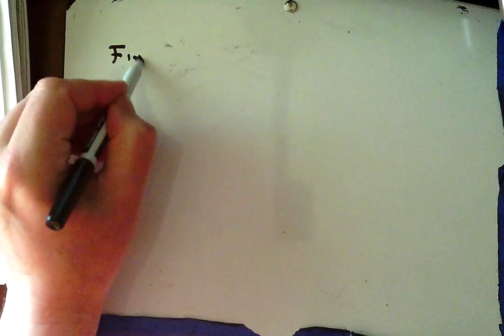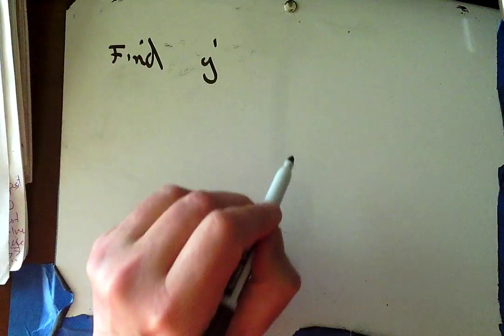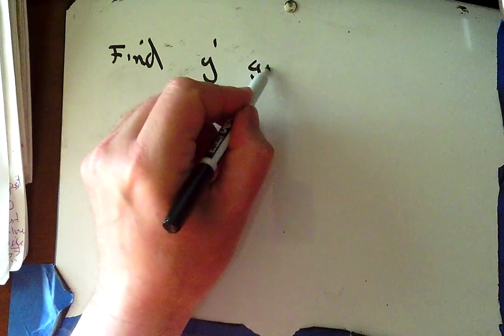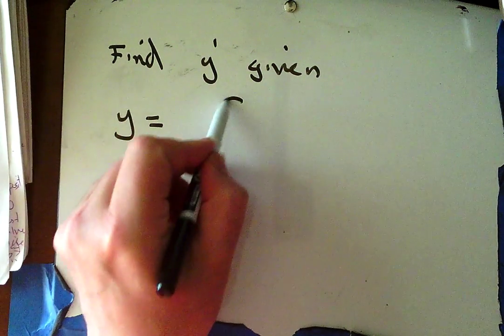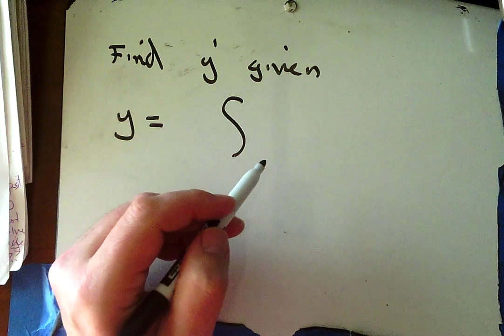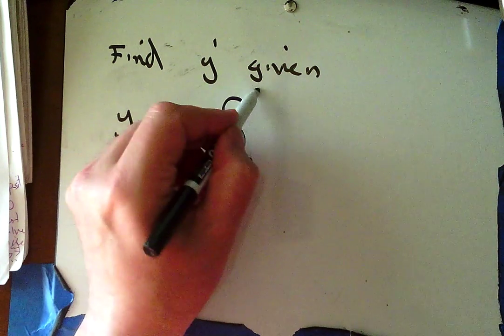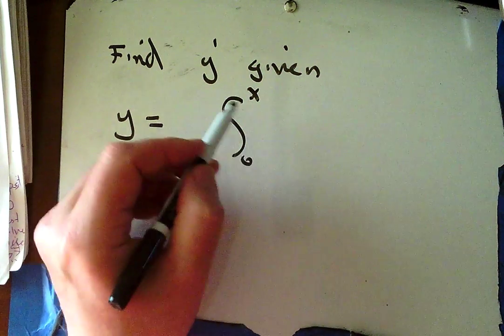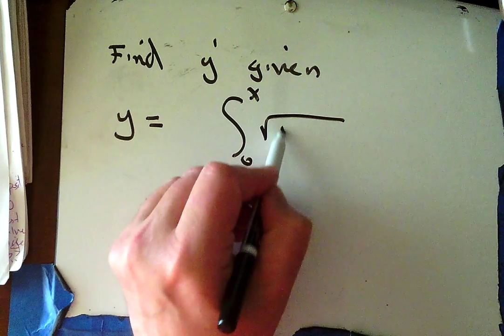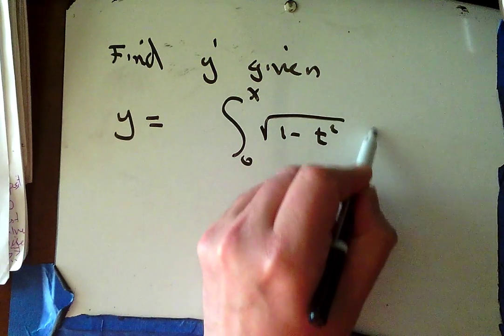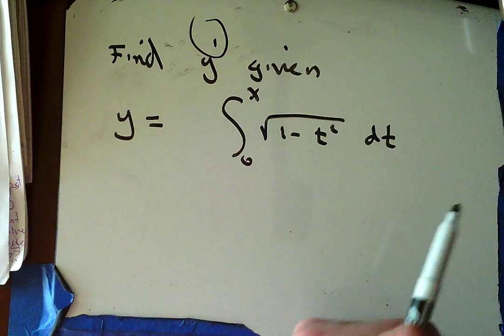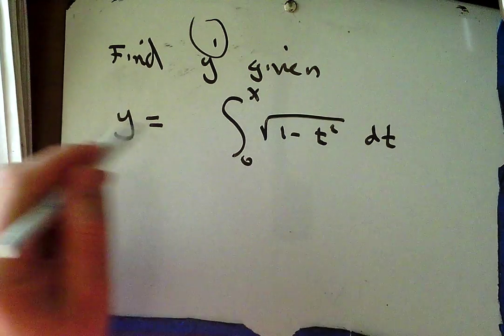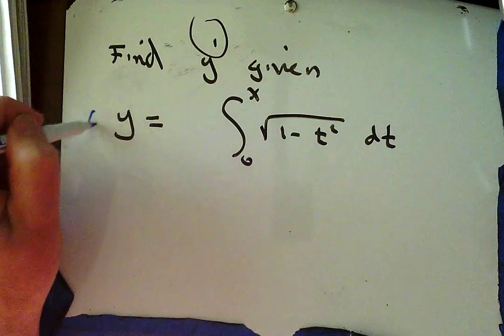What about find y prime, given y equals the integral from 0 to x of square root 1 minus t squared dt. So in order to find y prime, what do I need to do? Pause the video, give yourself this practice.